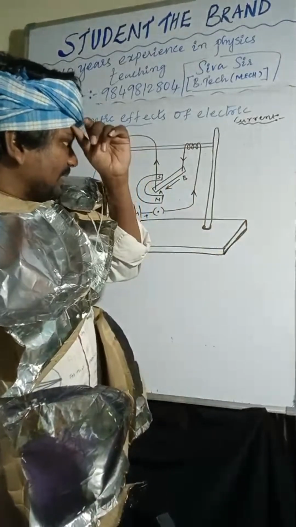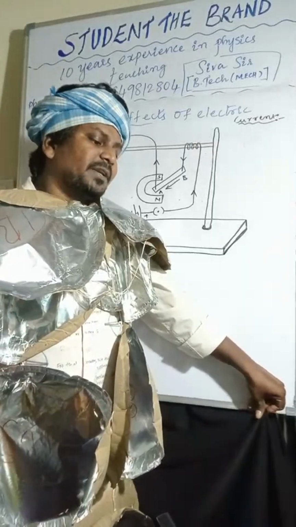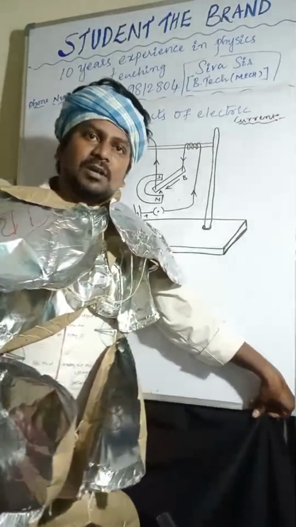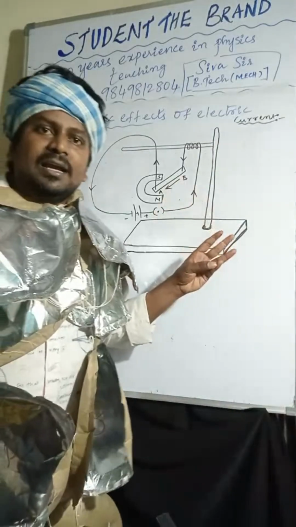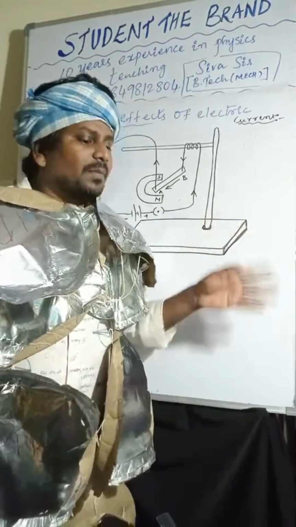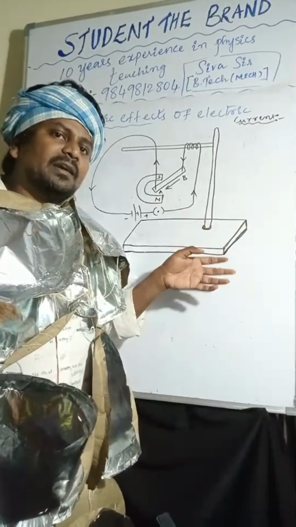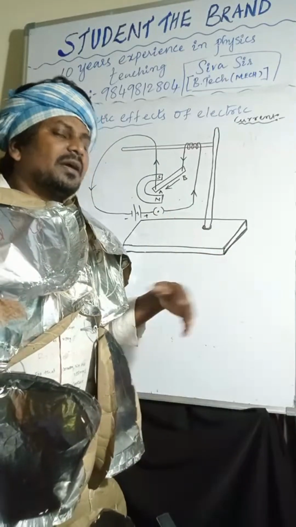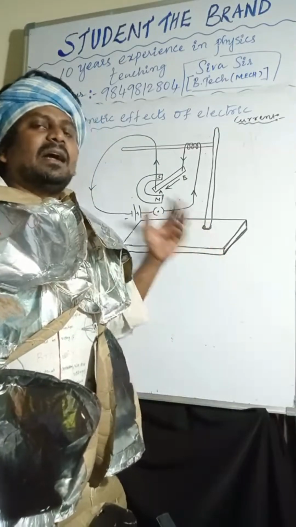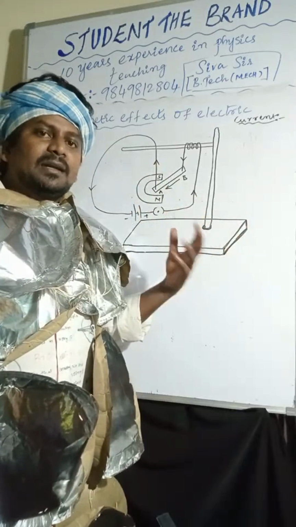So this is about a current carrying conductor placed in the external magnetic field experiencing a force. Very, very important 5 marks question. Solenoid is very important, 3 marks, and bar magnet is very important, 3 marks. So the magnetic field around a solenoid, the magnetic field around a bar magnet, and the difference between solenoid and bar magnet. Bar magnet also we have to learn.